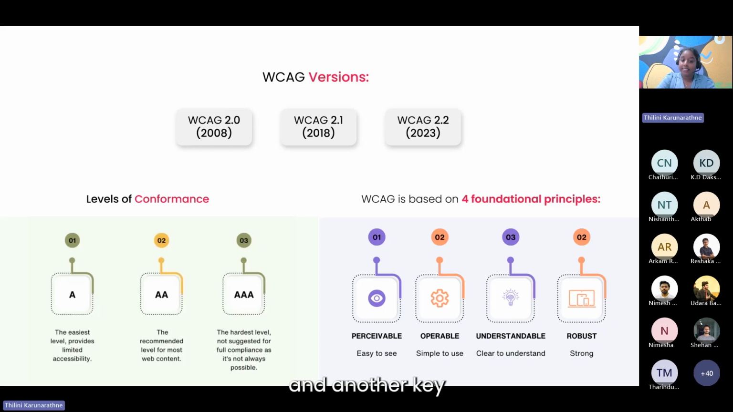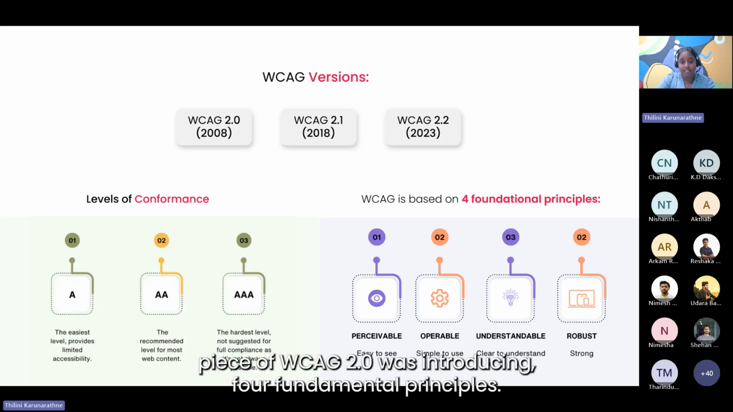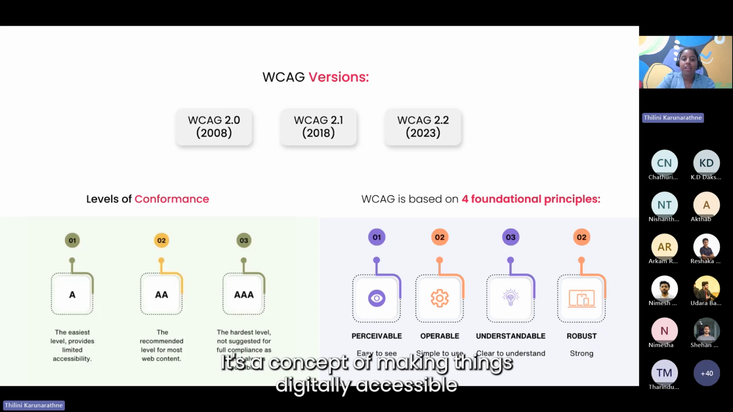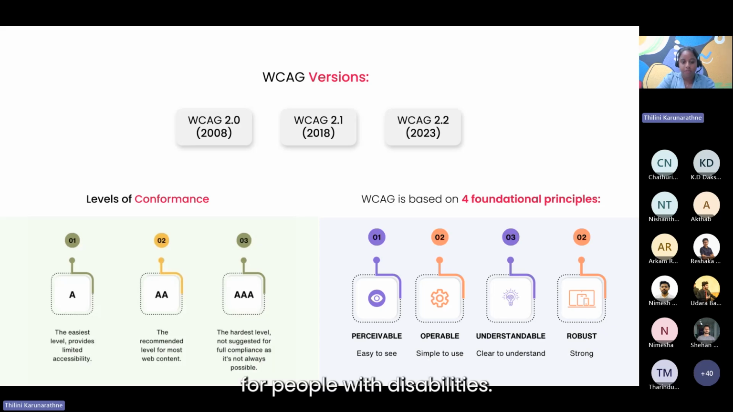And another key piece of WCAG 2.0 was introducing four fundamental principles. These principles are great because it's not just a long checklist of things. It's a concept of making things digitally accessible for people with disabilities.